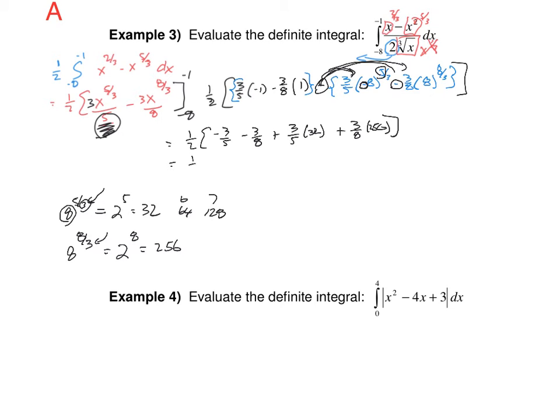And then we can clean it up a tad more here, right? If I have -3/5 here, and I have 32 groups of 3/5, and I add up those like terms, I really have 31 groups of 3/5. Same idea here. I've got a -3/8, and I've got 256 groups of 3/8. So then I would have 255 groups of 3/8.